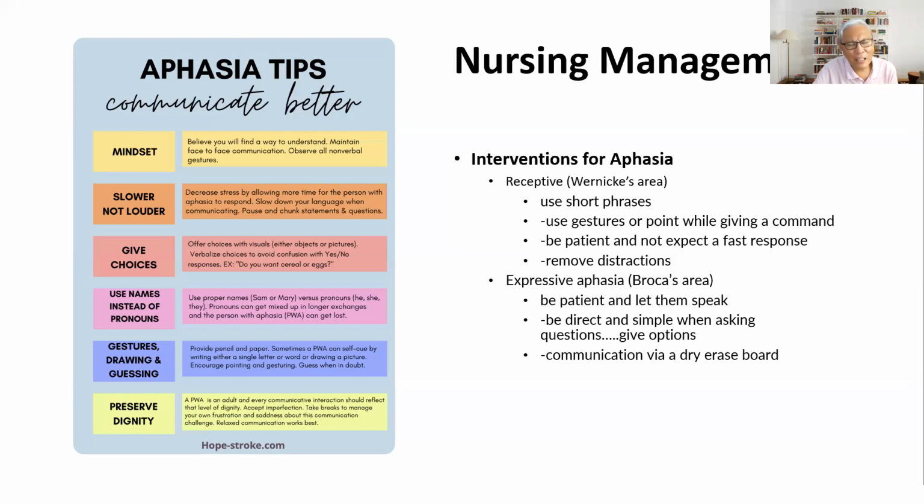For expressive aphasia, that's Broca's aphasia, this is going to be a situation wherein the patient comprehends speech, but they cannot answer back. So they understand you. Therefore, you need to be patient and let them speak. And of course, be direct when asking questions, for example, giving them options. Would you like some apple juice, orange juice, or Coca-Cola? Instead of saying, do you want something to drink? So you're giving them options. And then, of course, a dry erase board is going to be very important.